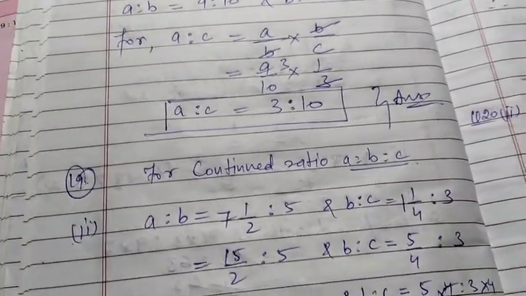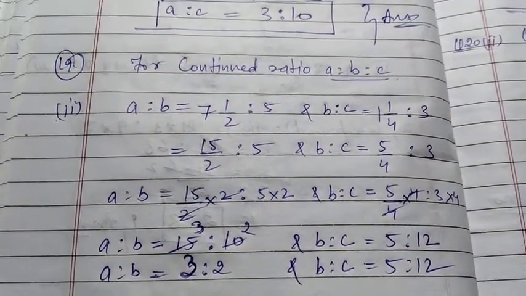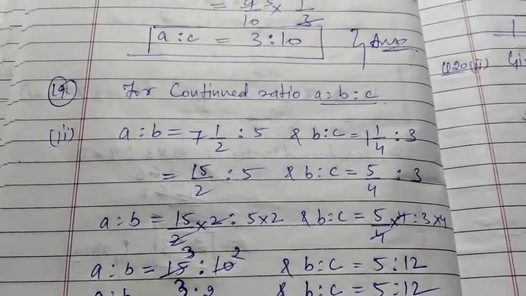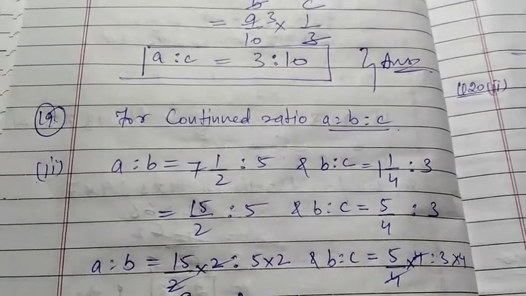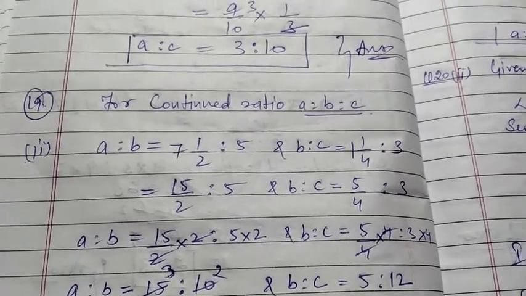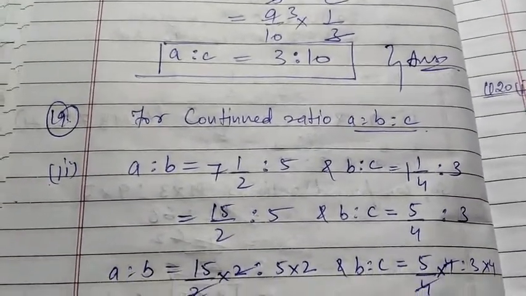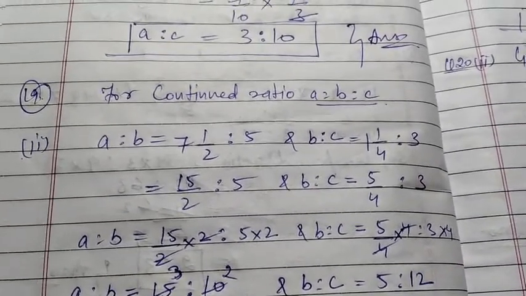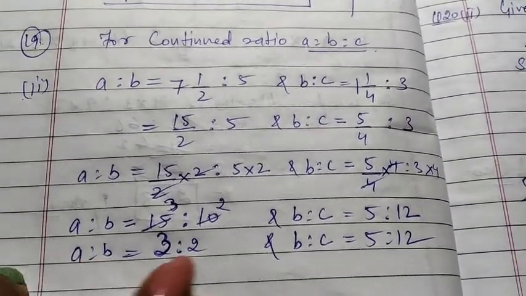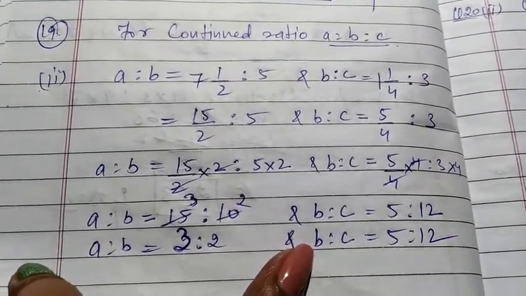Now 19th question, how to find the ratios when they're asking for a continued ratio. Continued ratio means A:B:C in continuation. Okay, so the two ratios are given. Again I have solved the second part. They are the complex ones. First I have changed them into simple ratio. You can see here they both are in the simple ratio now.